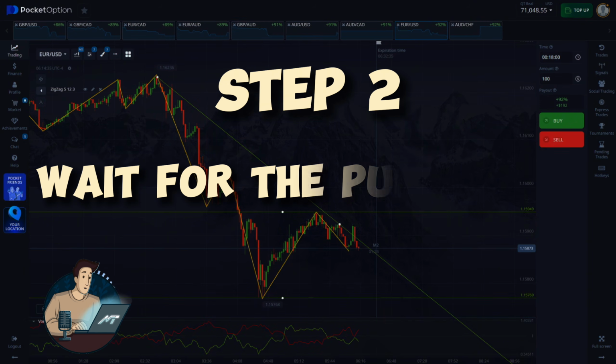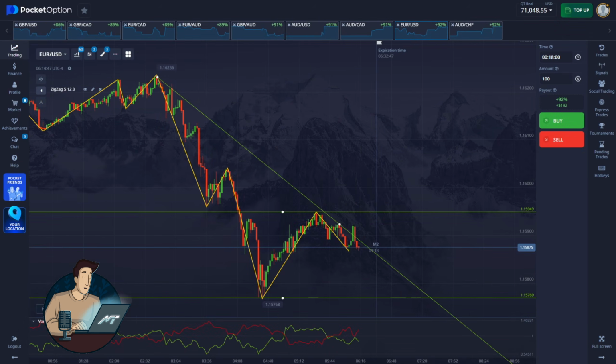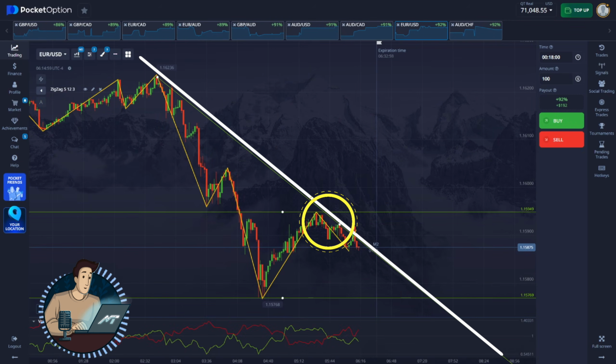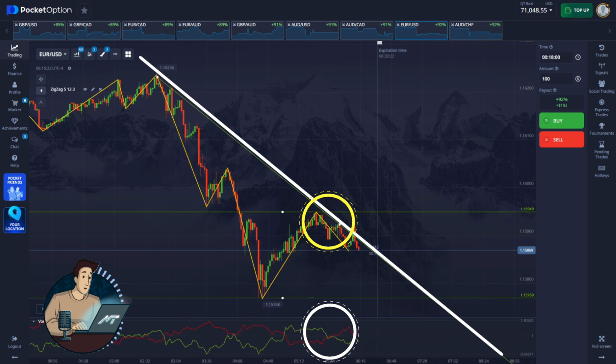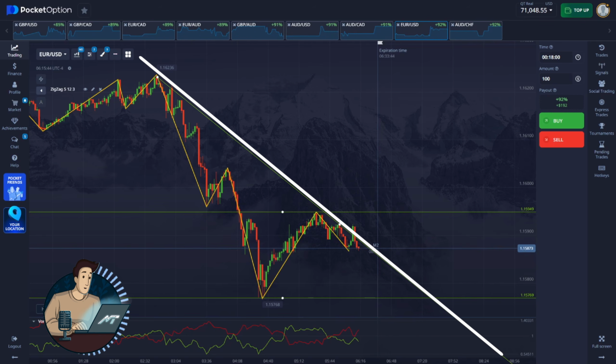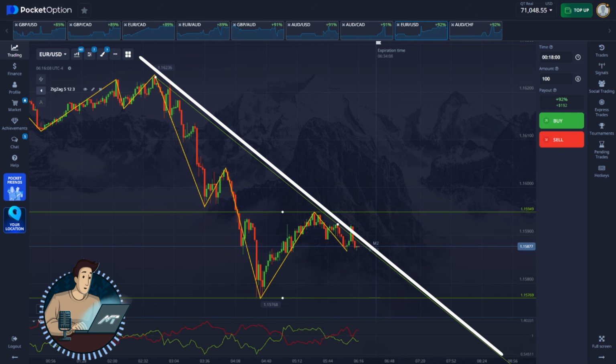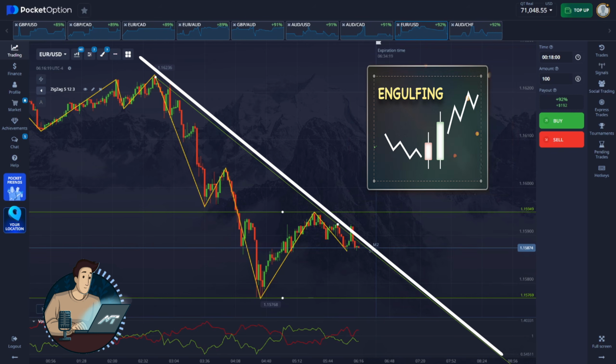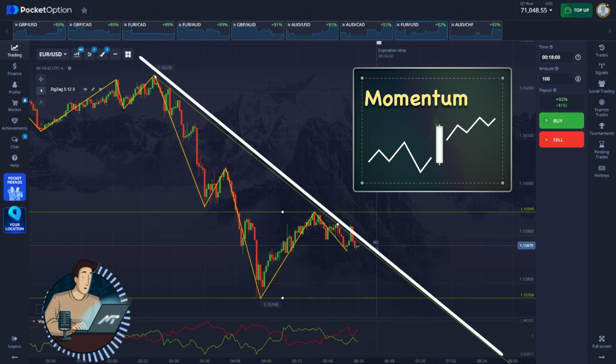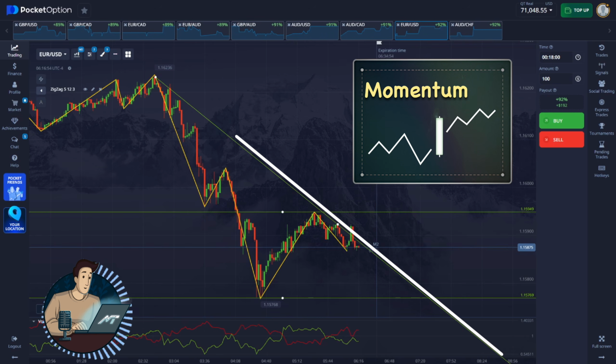Step 2, wait for the pullback. So when price pulls back to the trend line, that's when I'm paying attention. At that moment, you want to see the Vortex lines cross. Best case, you also get a candlestick pattern right on that line. A hammer, an engulfing candle, or just a strong candle with a wick. That's your clue the trend line is holding.